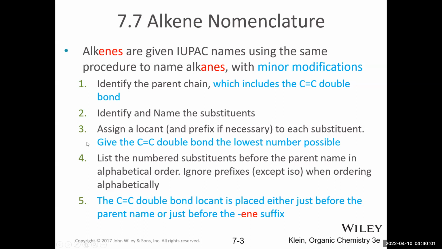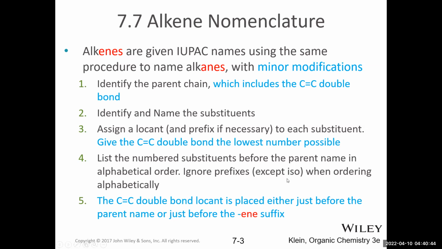The key thing here is that the alkene gets the highest priority, meaning it has a higher priority than alkyl substituents or even halogen substituents. So we need to get the lowest number possible specifically for the carbons participating in the double bond, in preference to the lowest number possible for alkyl substituents like methyl or ethyl groups, or even halo substituents like fluoro, chloro, etc. And then we still want to list the numbered substituents before the parent name in alphabetical order.